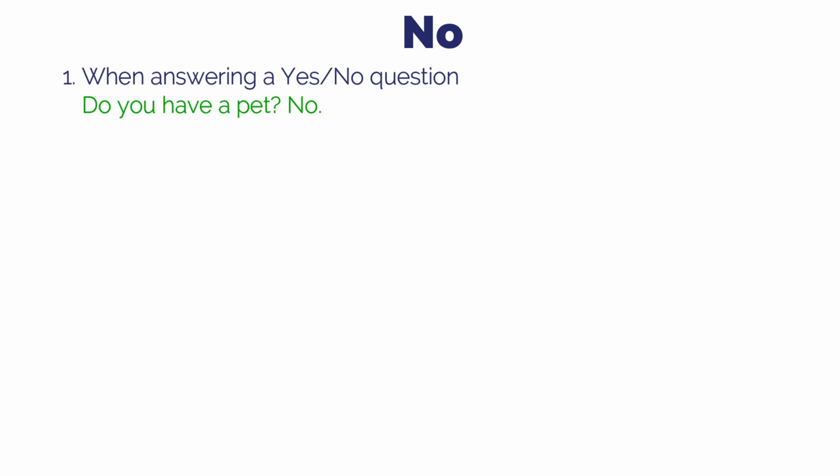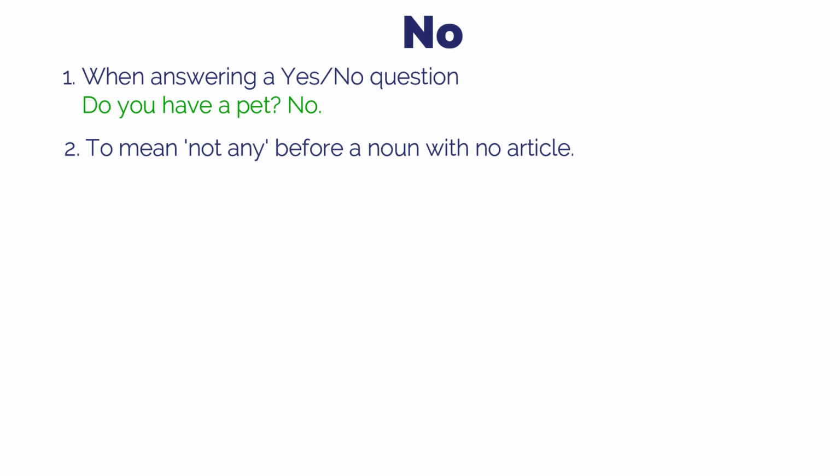Second, we can use no when we mean not any, before a noun without an article. For example, I have no water. Water doesn't have an article. Here are some other nouns that don't take articles.